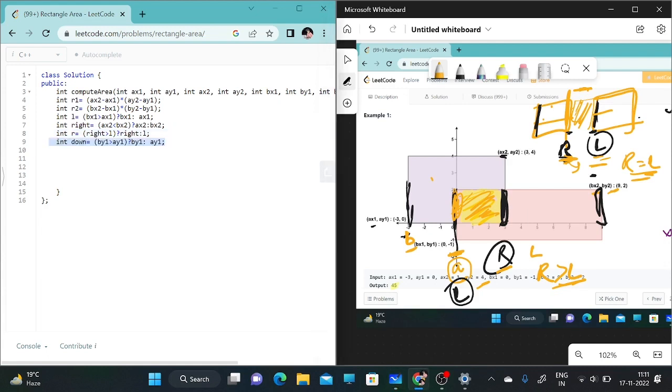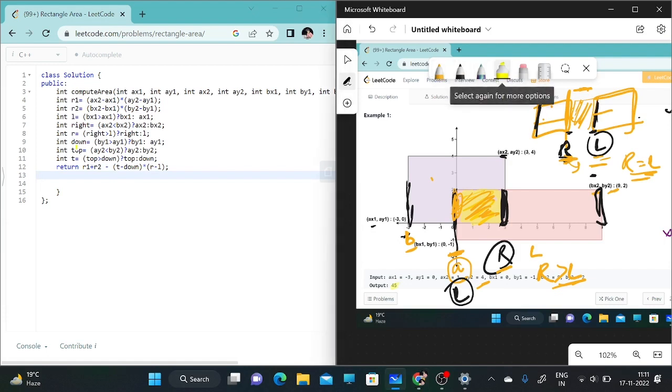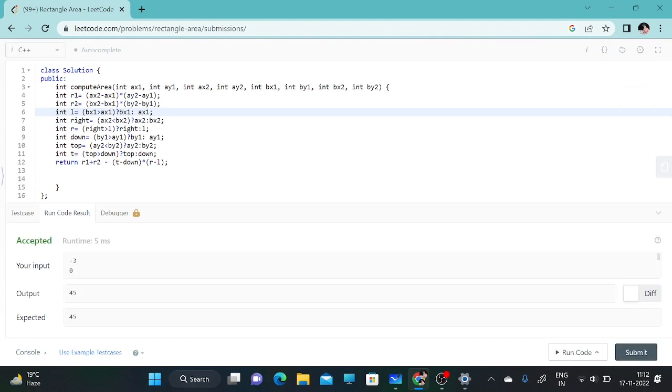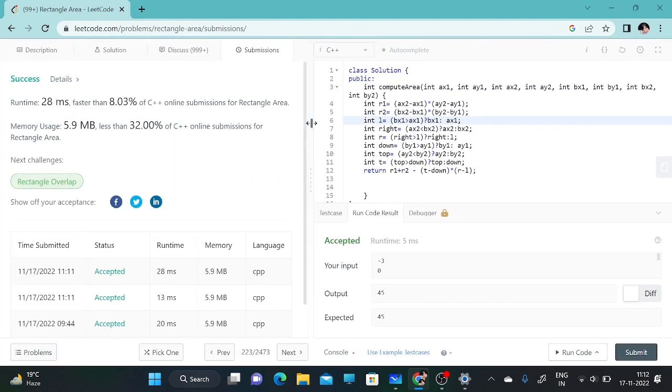Now we will do the same for the top and bottom, and we will return r1 plus r2 minus the area of this repeated rectangle. Run this code. It's running. Thank you.